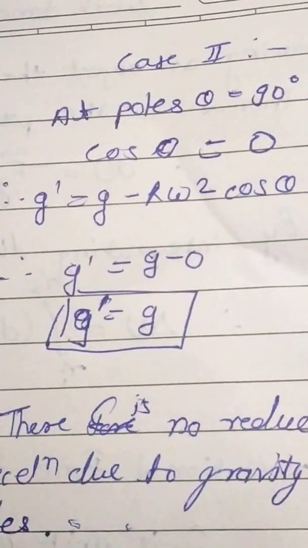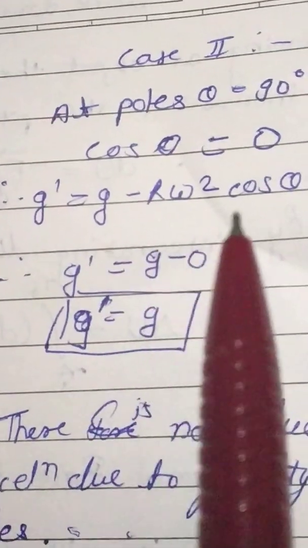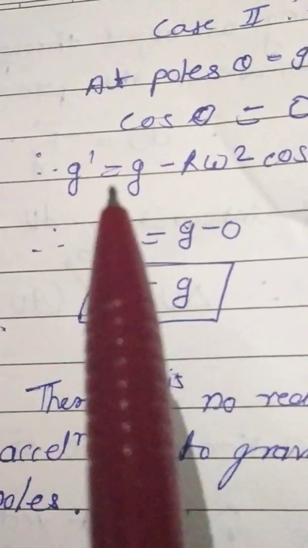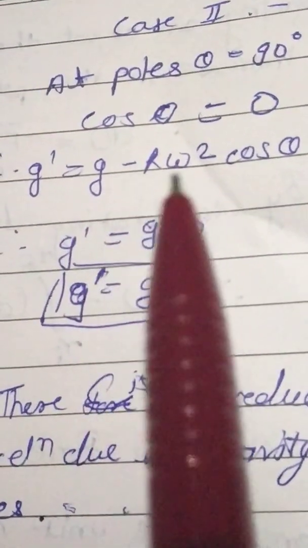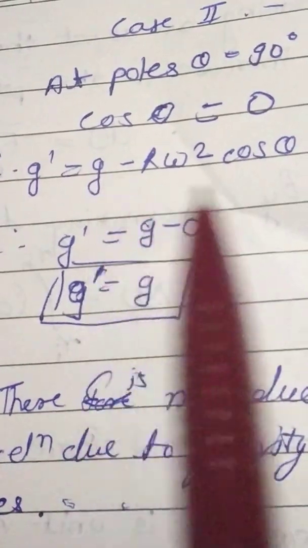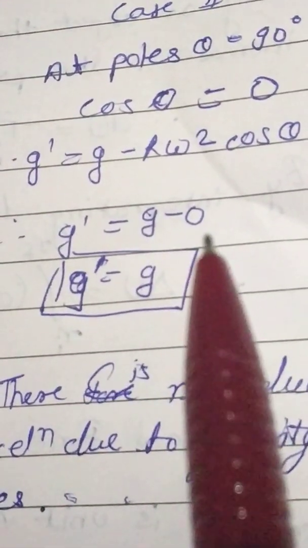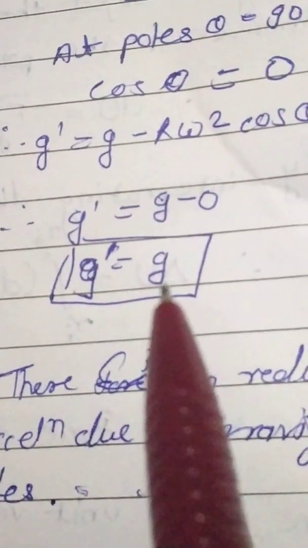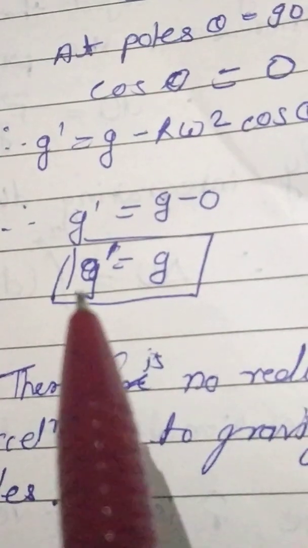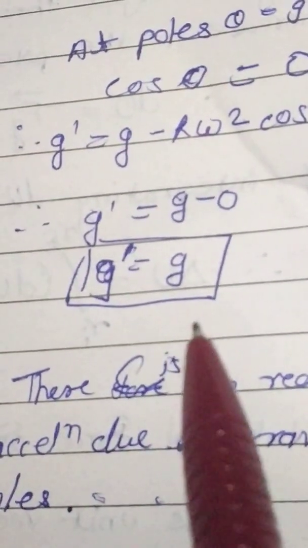So we get the value of g dash is equal to g minus R omega square cos square theta. These all terms are constant, so the term becomes equal to 0. And so g dash is equal to g. The effective acceleration due to gravity is exactly equal to the acceleration due to gravity.